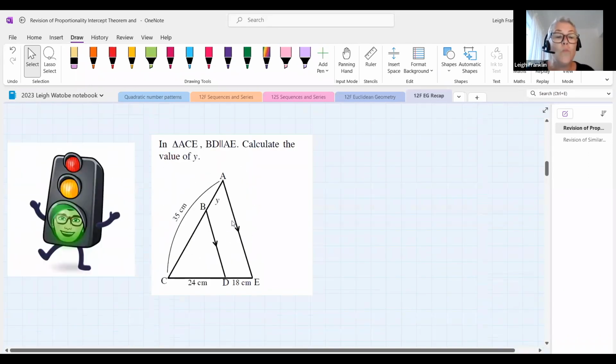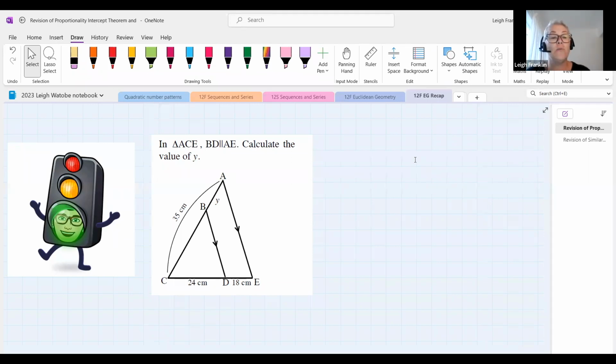So here is one similar question for you guys to try. You've got triangle ACE. They've given you that BD is parallel to AC. They want you to calculate the value of Y. I'd like to give you guys 3 minutes and then someone is going to tell me how they answered this question, please.